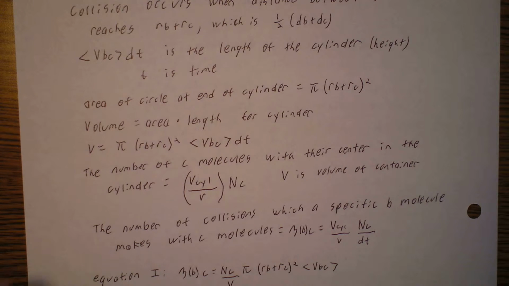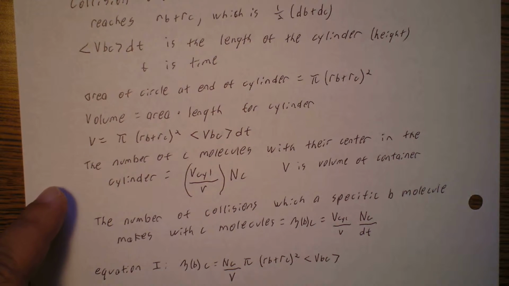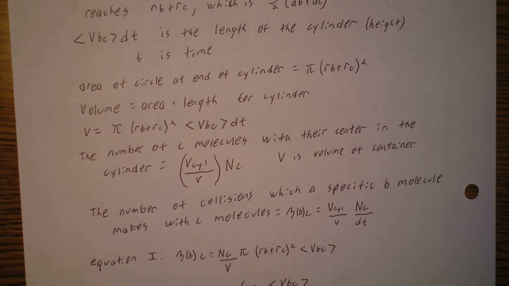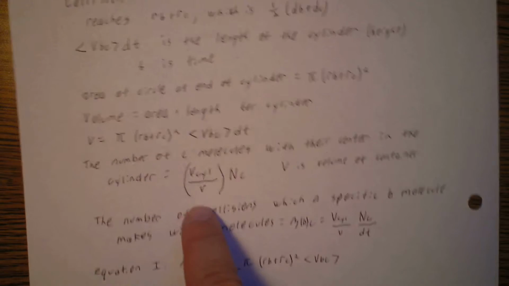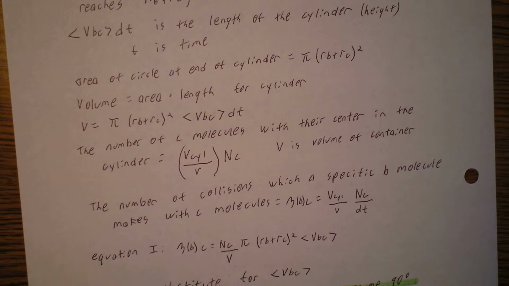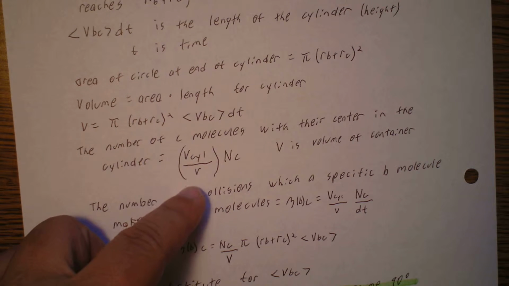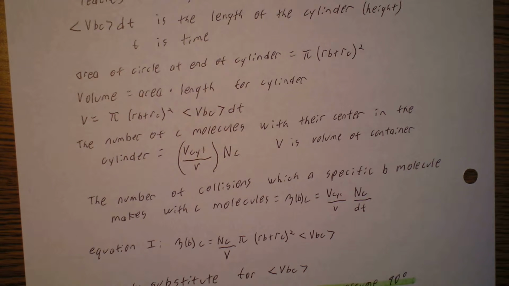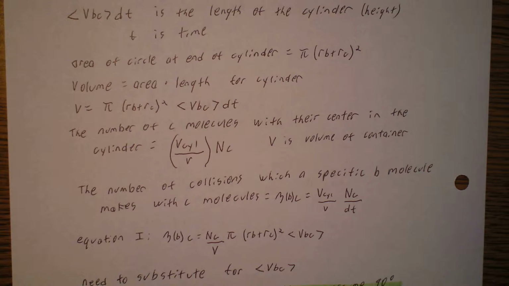Now the number of C molecules with their center in the cylinder is going to be the volume of this cylinder divided by the total volume of the container times N_C. Now this V is the volume of the whole container. So it's the volume of the cylinder divided by the total volume of the container times the number of molecules of C. This is assuming, of course, that they're evenly spaced out, which at any one time might not be correct, but if we're looking at a long enough time, it'll average out and it's good enough.